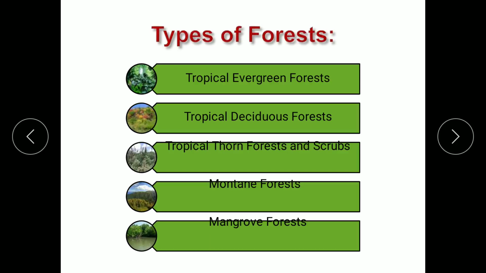Montane forest is known as mountain forest. It is found from the foothills of the Himalayas to the top of the Himalayas. Horizontal distribution of forest is there, and vertical distribution of forest is there. Mangrove forests are found where deltas are there, such as the Sundarban delta, where the Sundari tree is found.